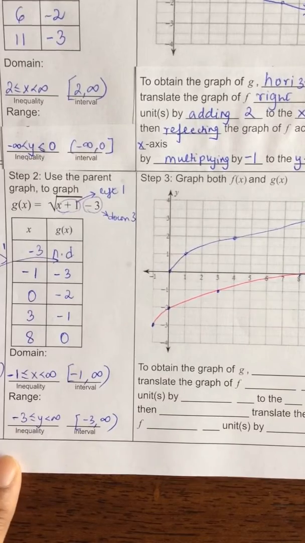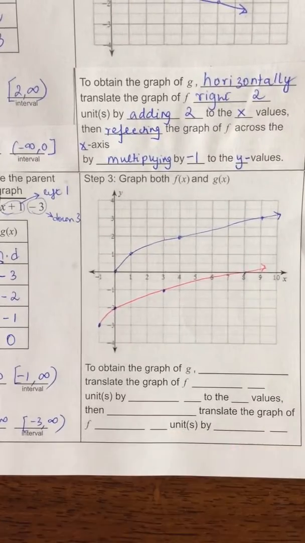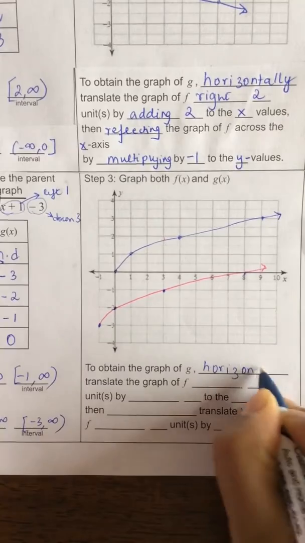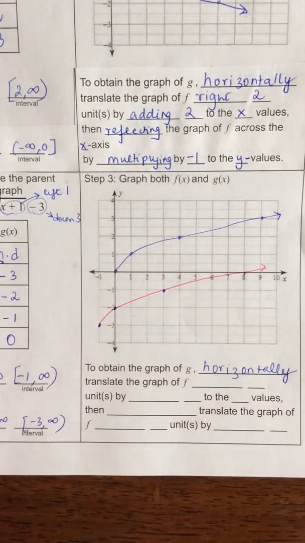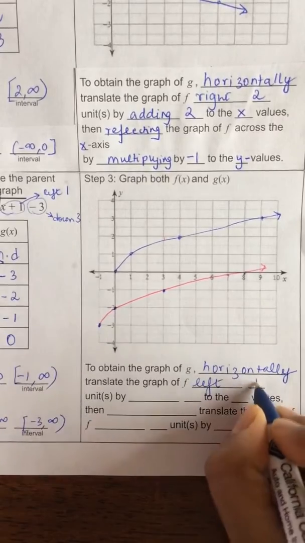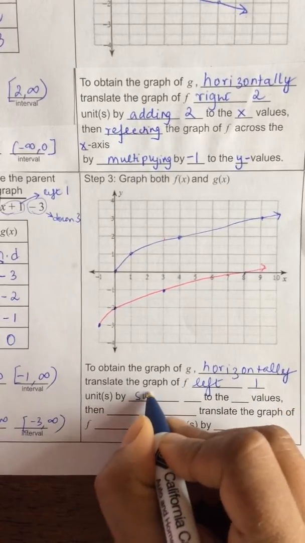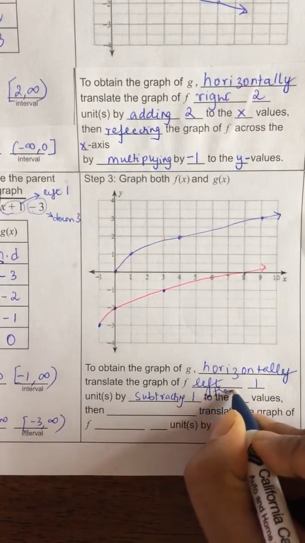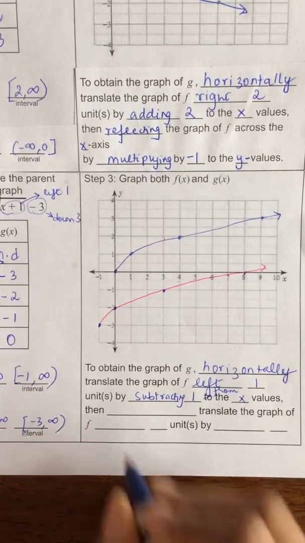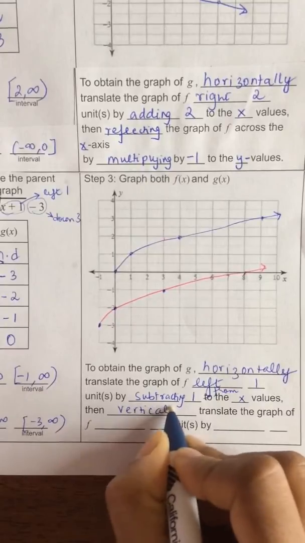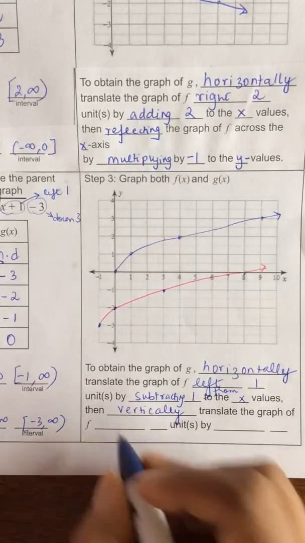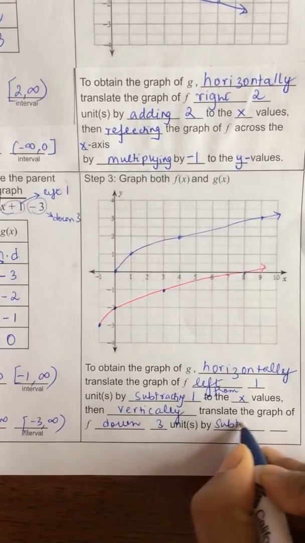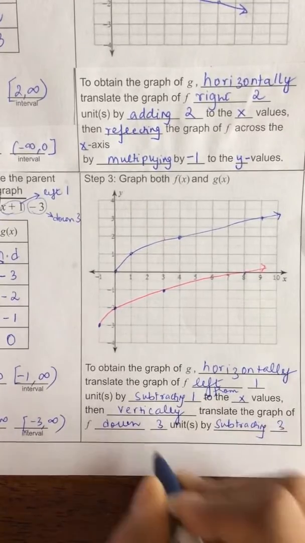Let's just quickly fill out the transformations. Here, to obtain the graph of g, we horizontally translate the graph of f left 1 unit by subtracting 1 from the x values, then vertically translate the graph of f down 3 units by subtracting 3 from the y values.